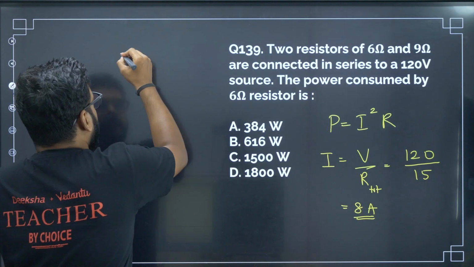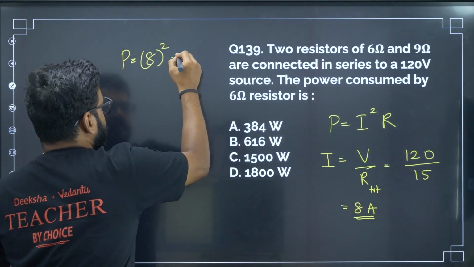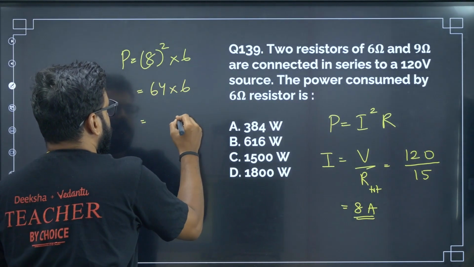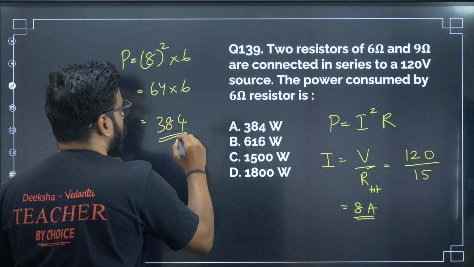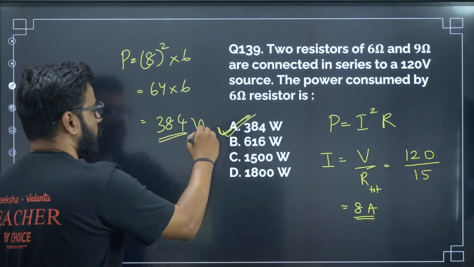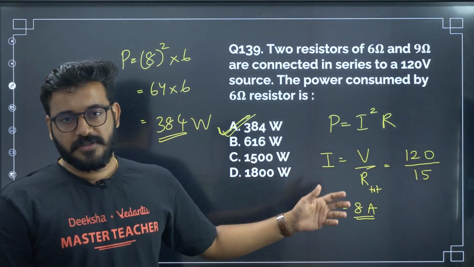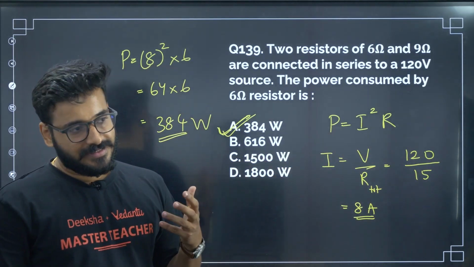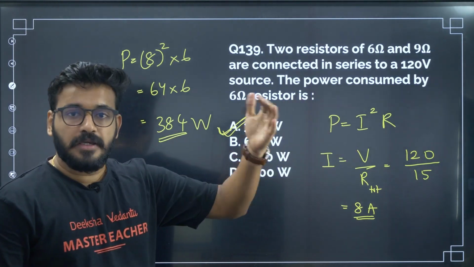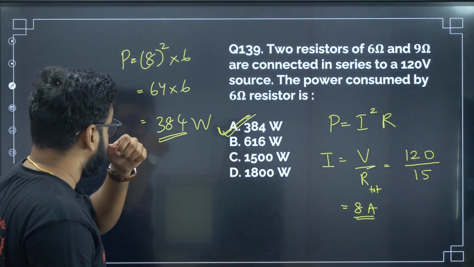Now let's directly go to the power formula. Power is current square into 6, so 64 into 6 is 384. Option A is the correct answer. So it is 384 watts. Simple question. Just keep it in mind: whenever you have multiple resistances and a power question, check whether the resistors are in series or in parallel. Series, please use I square R. Parallel, use V square by R. Alright, very simple question. Let's look at the next question.